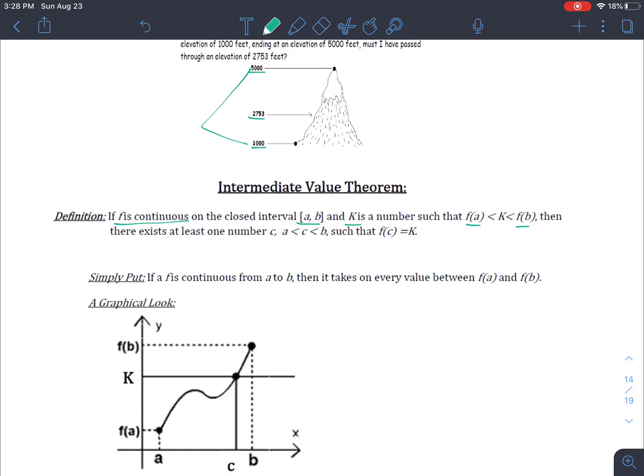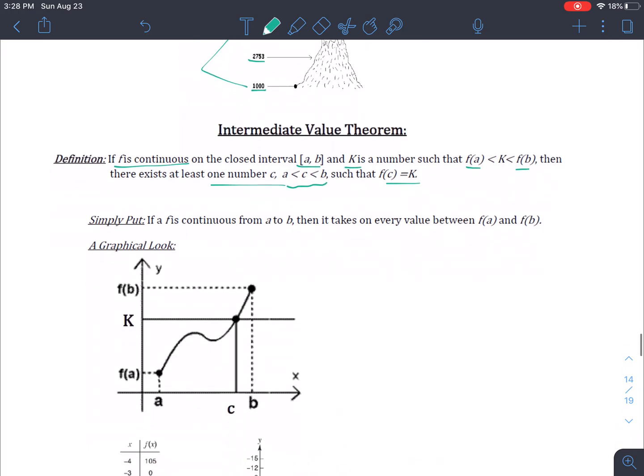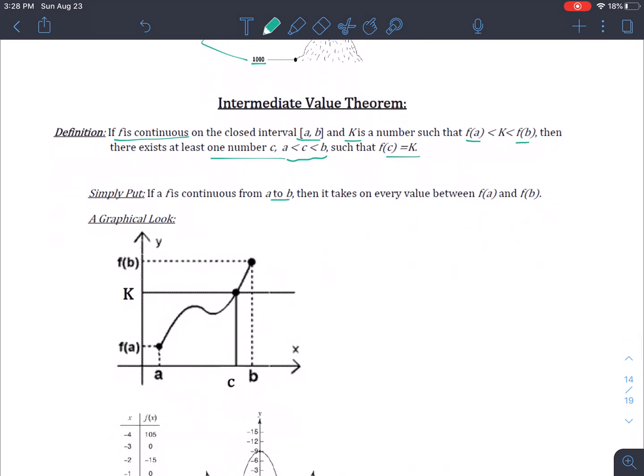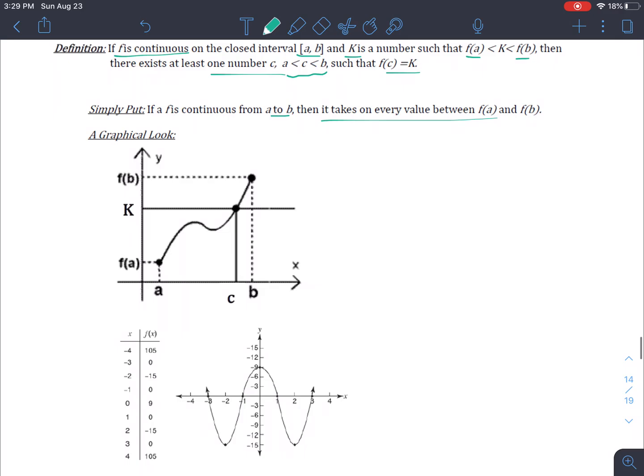That means there has to be some point, some x value or some c, between the time I started and ended, such that f of c equals k, or such that there was some point when I was at 2,753. So simply put, if f is continuous on these x values, then it takes on every single value between f of a and f of b, meaning every single value between 1,000 and 5,000 at some point I hit.